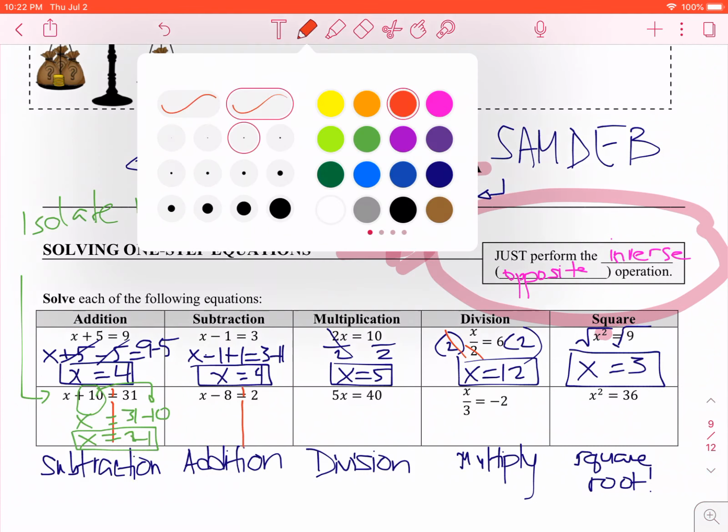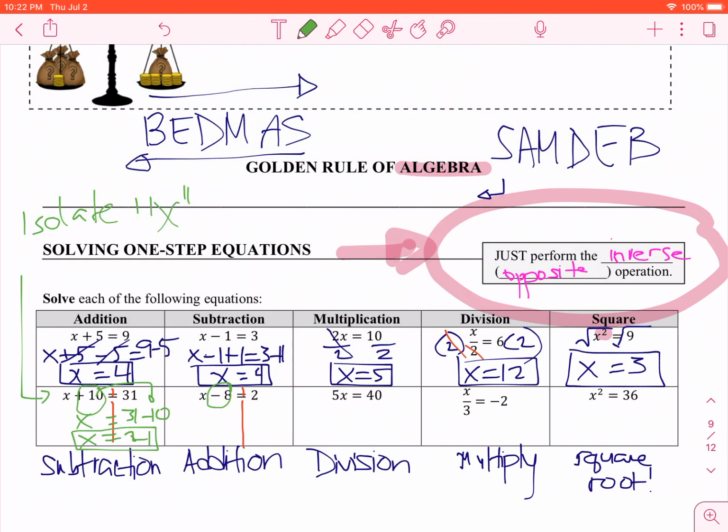I'm now going to move -8 so I can isolate x, bring it to the other side. So I now have x is equal to 2 plus 8 because that -8 turns into a positive once I cross that wall. And I have x is equal to 10.